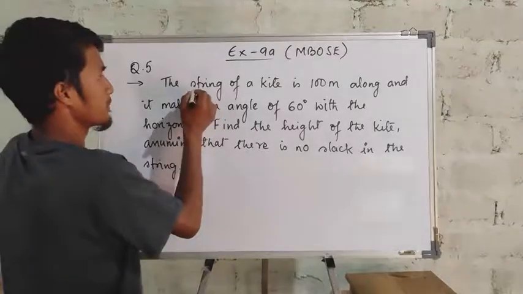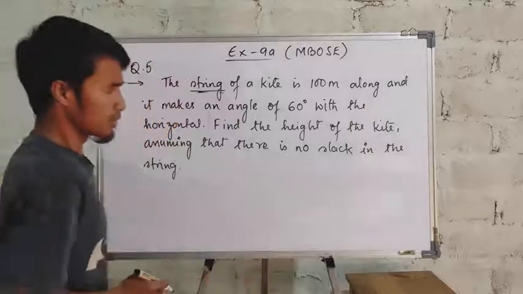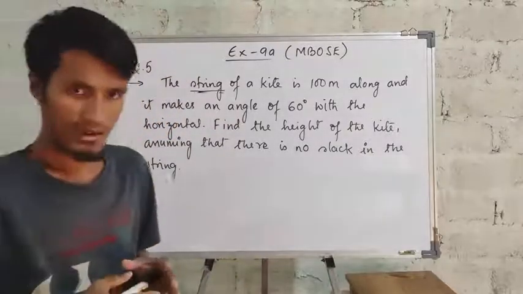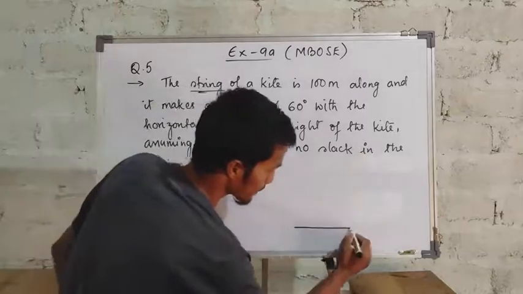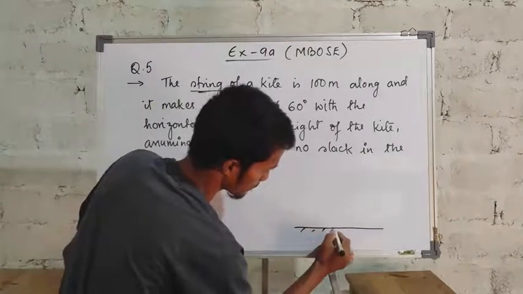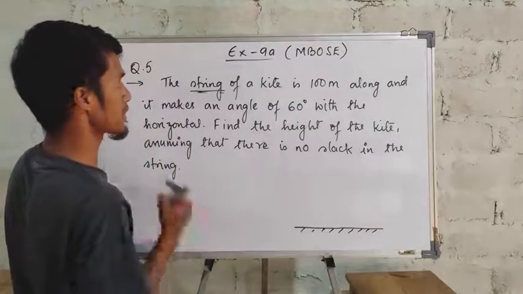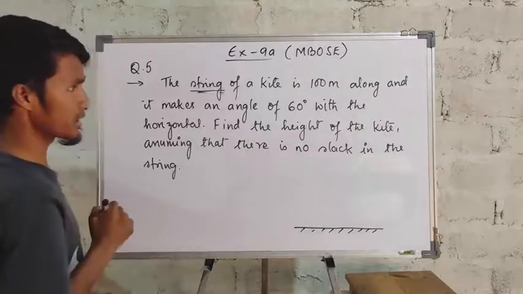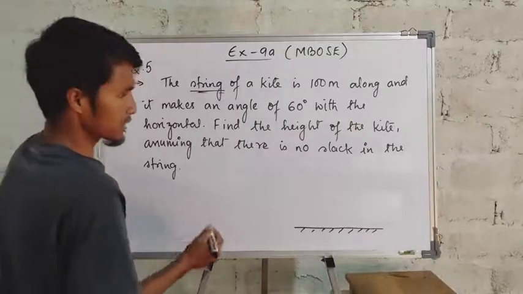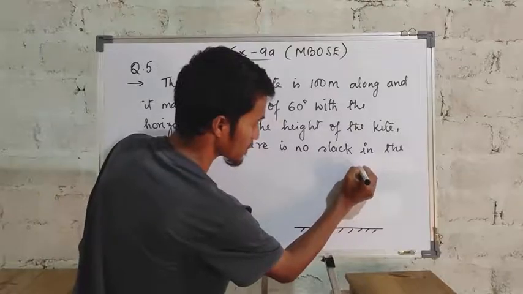Okay, the string of a kite. In this chapter we always deal first with the ground. Always start by drawing the ground. Yeah, this is a ground. It's 100 meters long, it makes an angle of 60 degrees with the horizontal. Find the height of the kite. Consider the kite is above the ground this much. Consider this is a kite.